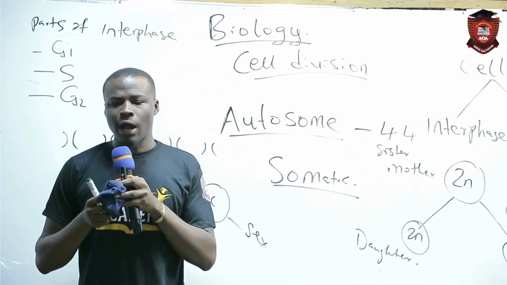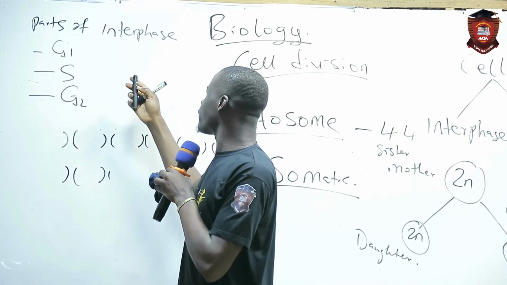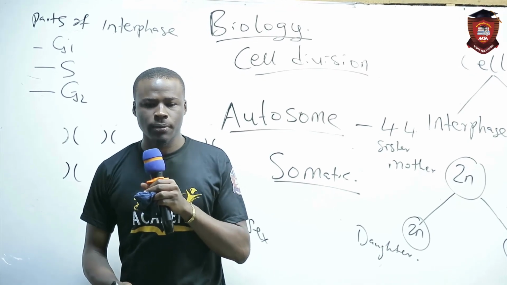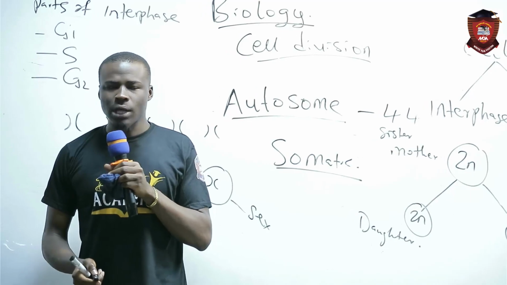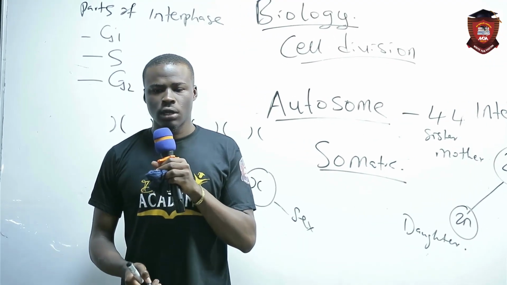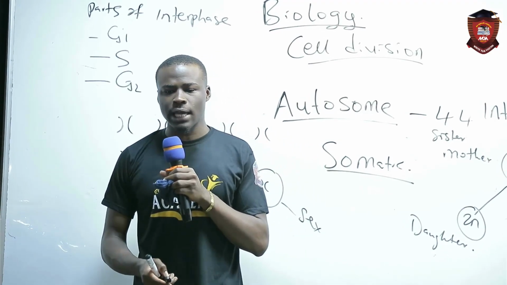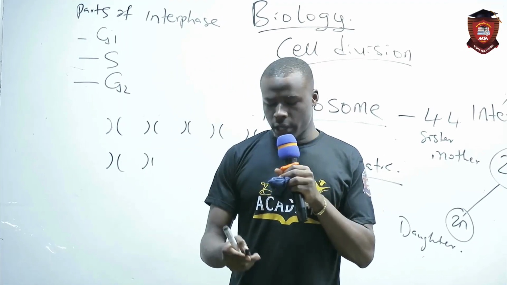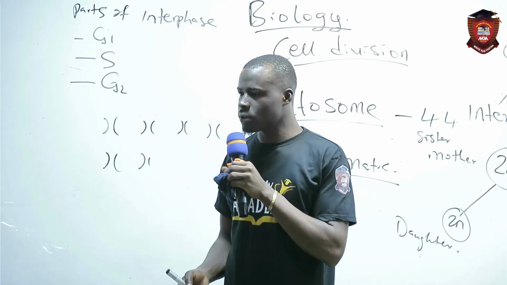Now, in the G1 phase, the part of interphase, what happens is DNA replication. So DNA replicates. What happens in the G1 phase is DNA replication. Now let's move to the second phase, S phase. Okay, you are still writing? Yes, DNA replication.